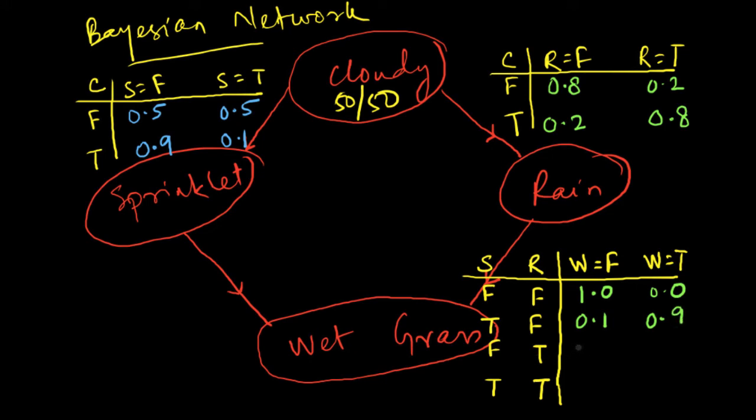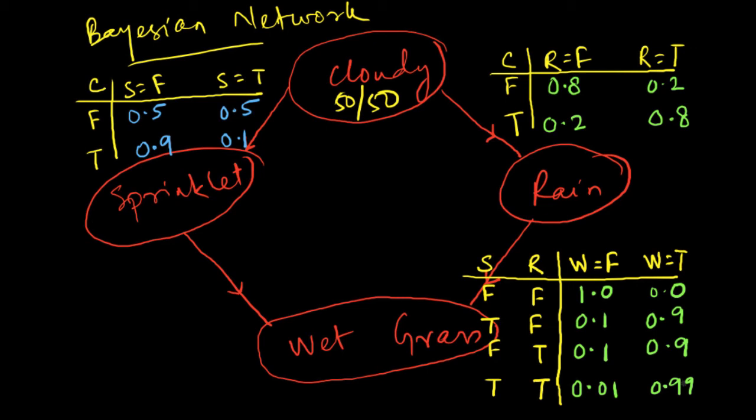And if the sprinklet is false and the rain is true, then again unless it is very hot and dry, your grass is again going to be wet with a very high probability. But if both the sprinklet and the rain are true, then with a much larger probability your grass is going to be wet. So let's make this 0.01 and let's make it 0.99. So now this graph and this table gives us complete information about the problem, and this is what a Bayesian network tries to do. So why do we use the Bayesian network?